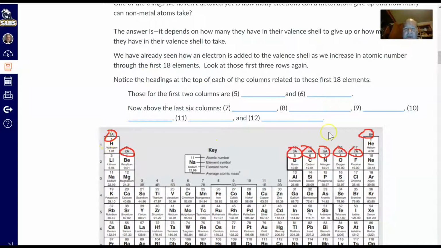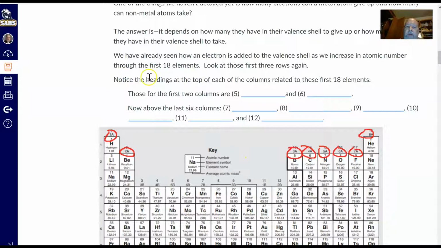In the first shell, I add 1 or 2 electrons for hydrogen and helium, and then I go to the next energy shell and I add an electron for lithium, and then 1 for beryllium, and then 1 for boron, and then 1 for carbon, and so on.